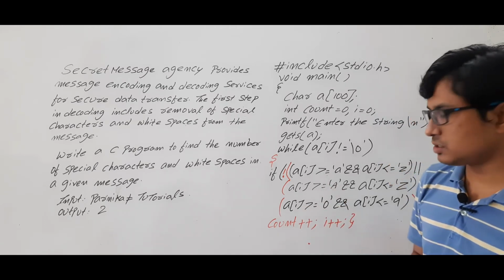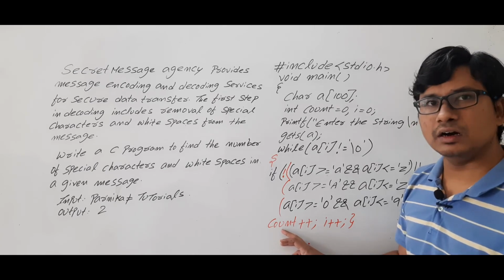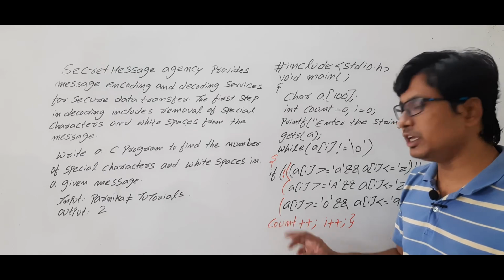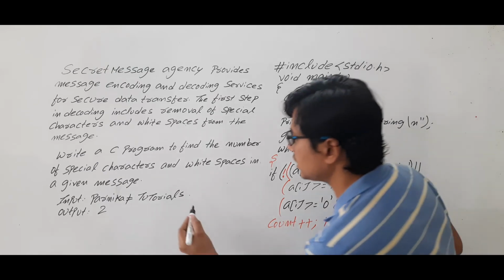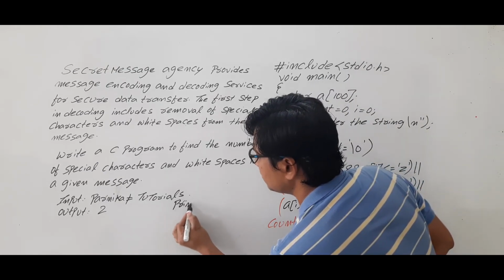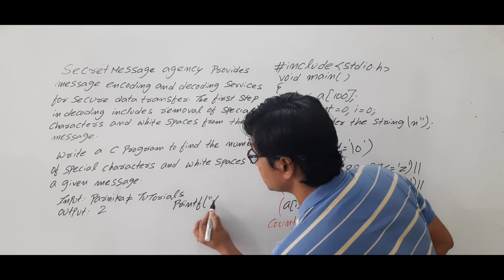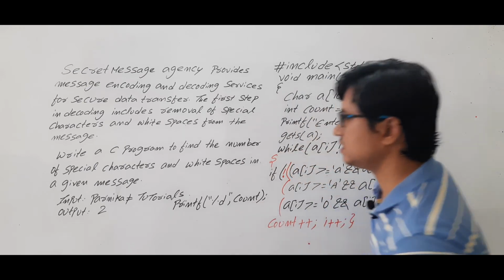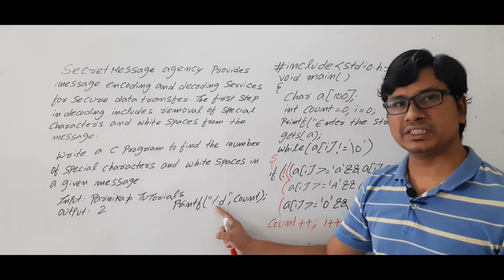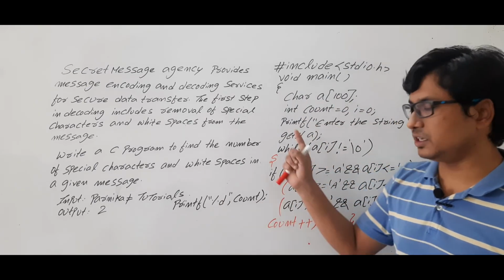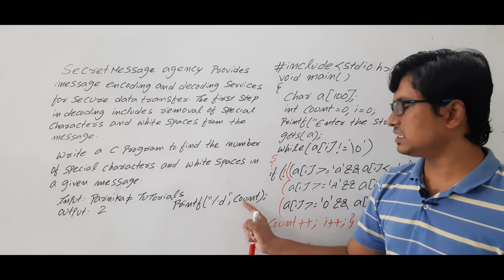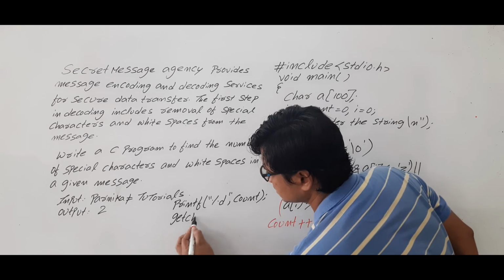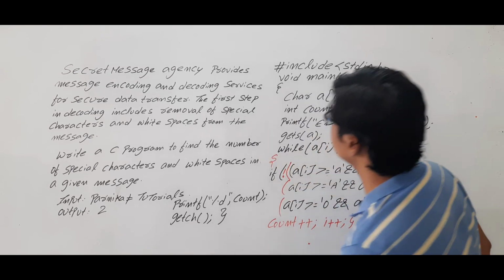Once the while loop is closed, I can find how many special characters and white spaces are there in the variable called count. So that one I will display. I will write printf with %d and count, or you can write a statement like: the total number of special characters and white spaces in the given string is %d, and count. Then you can write getch and close the main function.